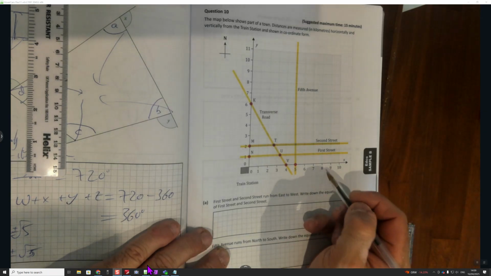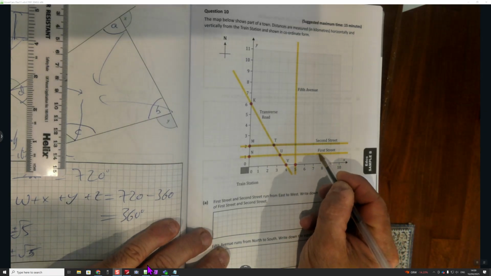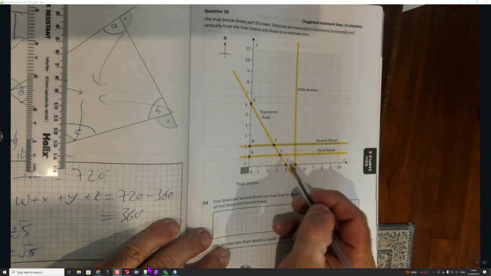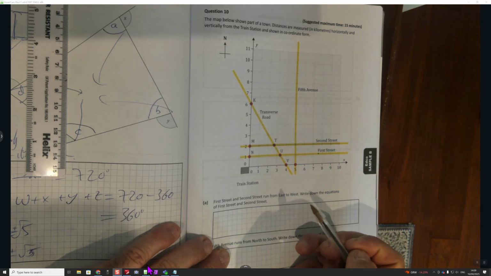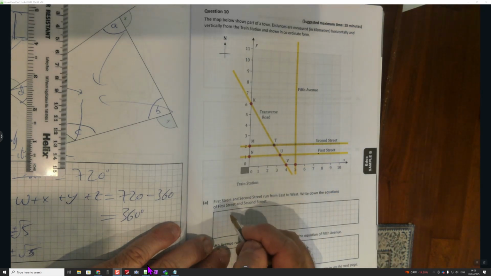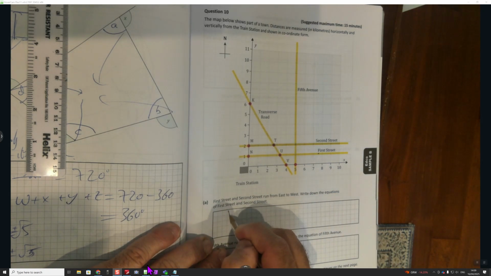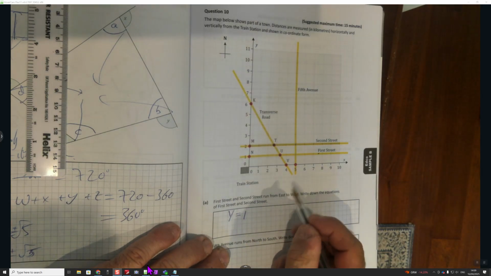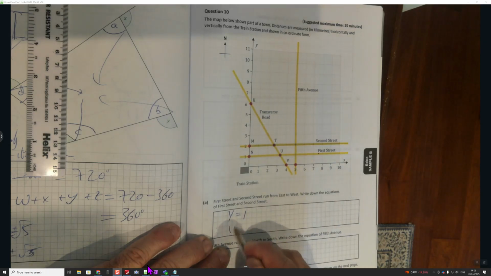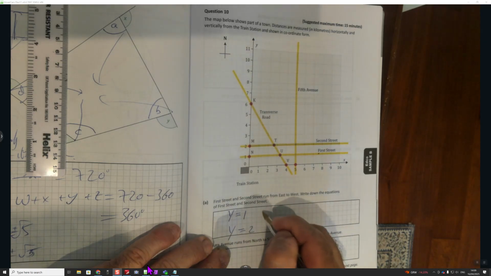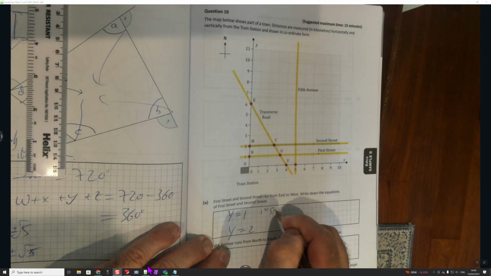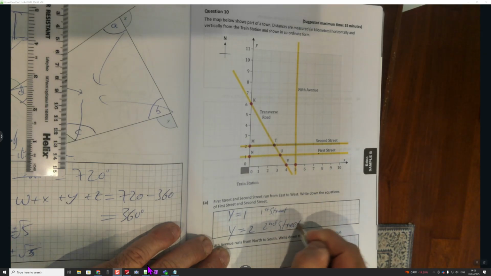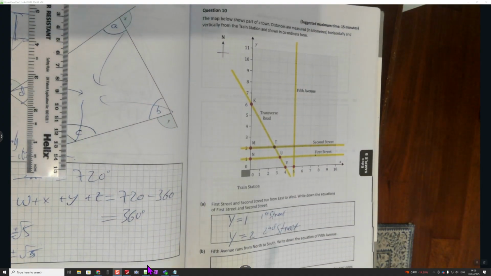Okay, so on First Street, the y value is always 1. The x value is variable, but the y value is fixed at 1. So First Street has an equation y equals 1. Okay, and Second Street has an equation y equals 2. Let's call that First Street and Second Street. But I'm quite sure any good marking scheme will allow you just write y equals 1 and y equals 2.